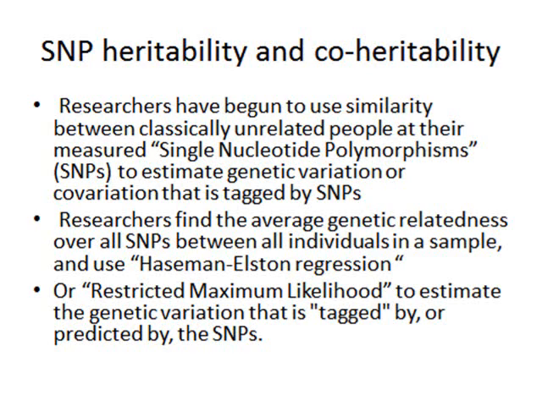Researchers have begun to use similarities between classically unrelated people at their measured single nucleotide polymorphisms, SNPs, to estimate genetic variations or covariations that are tagged by SNPs. Researchers find the average genetic relatedness over all SNPs between all individuals in a sample and use Haseman-Elston regression or restricted maximum likelihood to estimate the genetic variation that is tagged by or predicted by the SNPs.